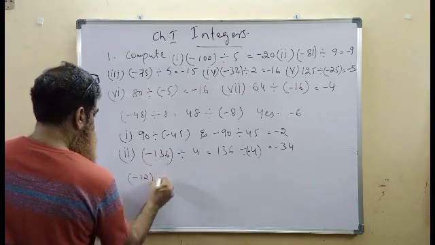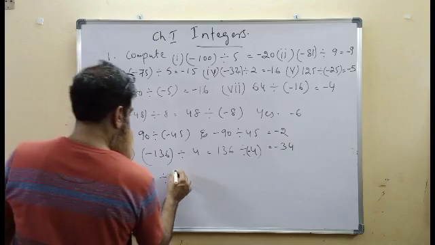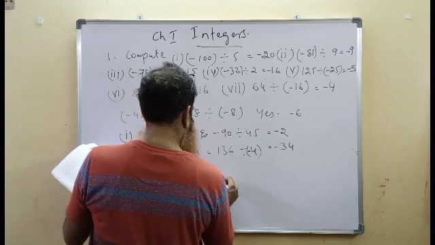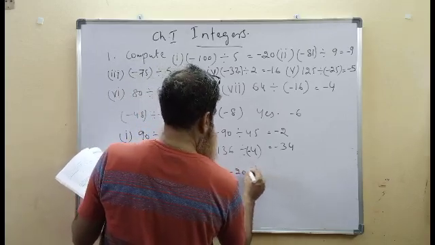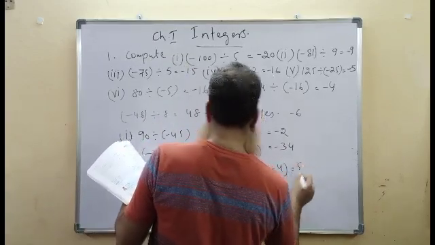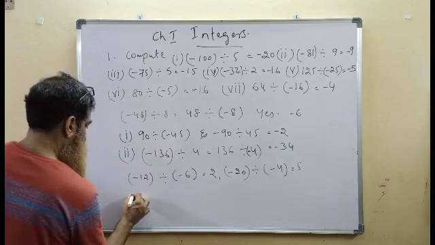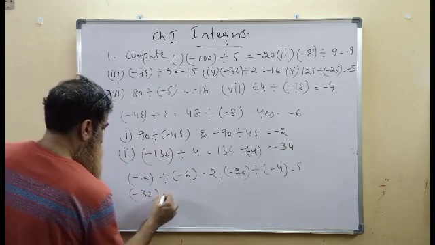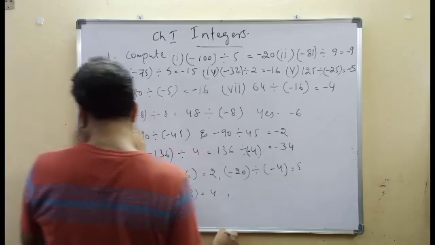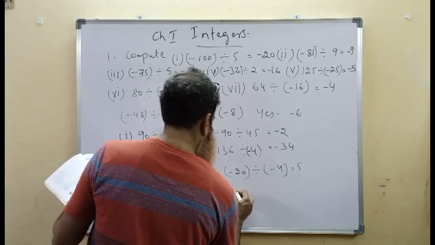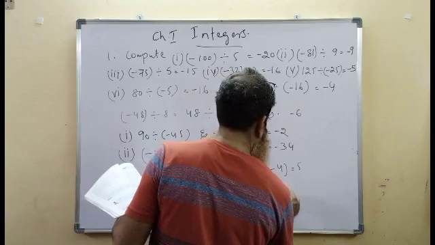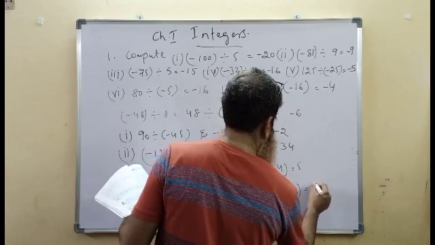Minus 12 divided by minus 6 is equal to 2. Minus 20 divided by minus 4 is equal to 5. Minus 32 divided by minus 8 is equal to 4. Minus 45 divided by minus 9 is equal to 5.